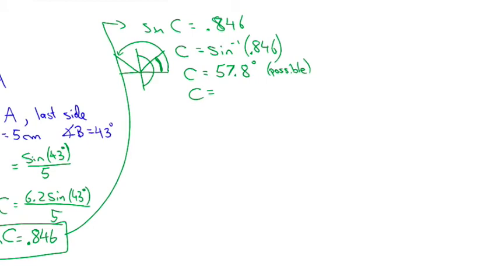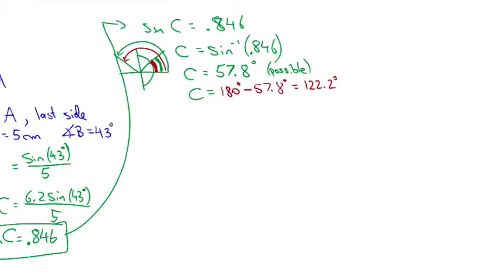If this angle is 57.8 degrees, what's the measure of this angle in the second quadrant? How would I find it? You would take 180 and subtract that. So this would be 180 degrees take away the reference angle of 57.8 degrees, for a grand total of 122.2.